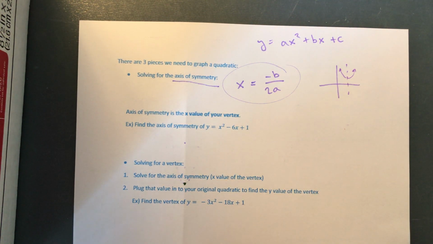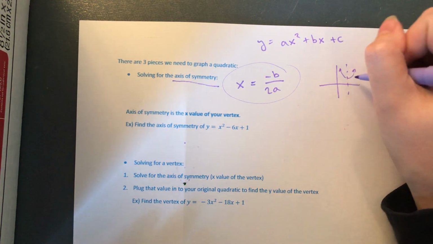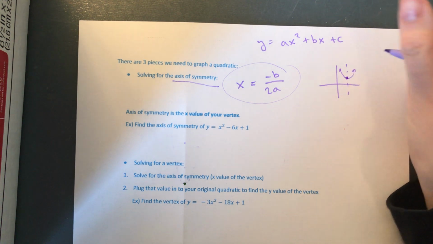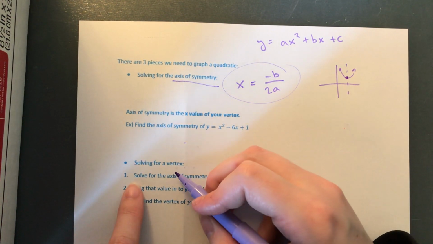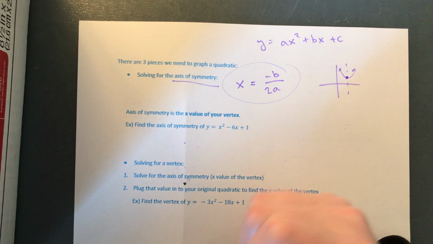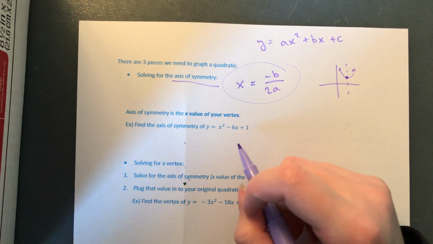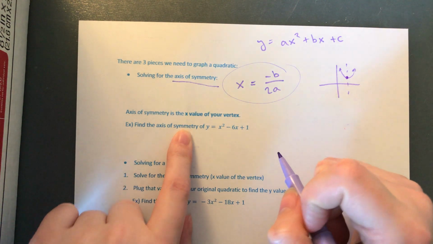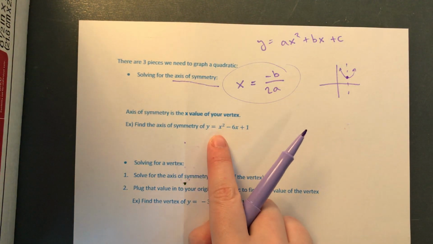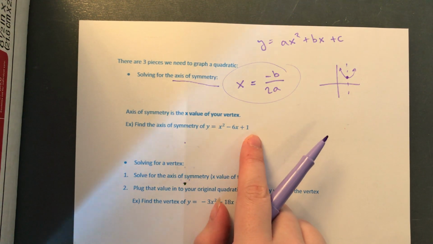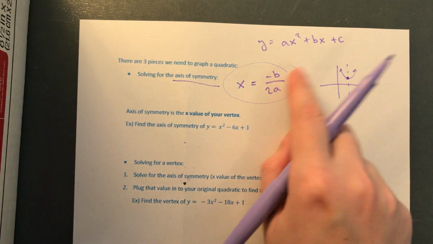Also, something that's really helpful is because the vertex is the point where your graph gets cut in half, that also tells you the x-coordinate of your vertex. And that's going to be helpful in step 2 when we solve for the vertex. So just keep that in mind. So let's practice finding the axis of symmetry. So here I have a quadratic, y equals x squared minus 6x plus 1. So let's just practice labeling all 3 values.